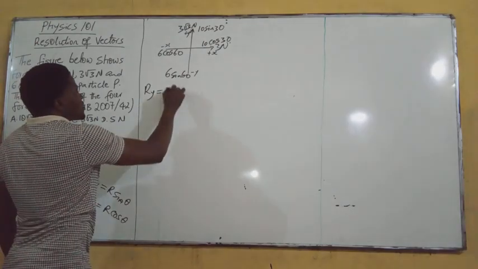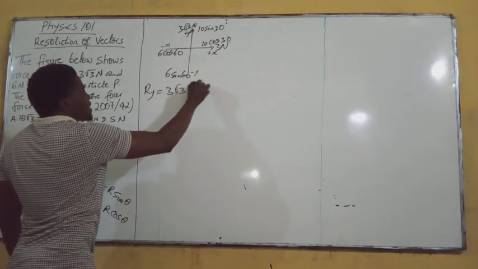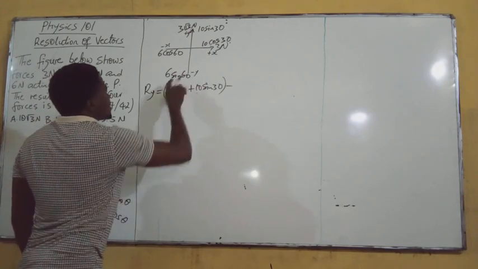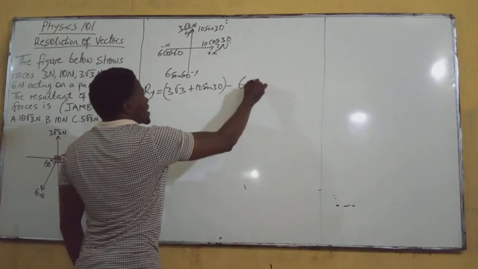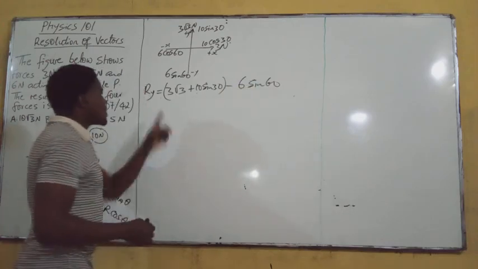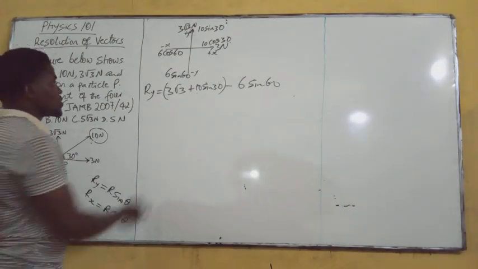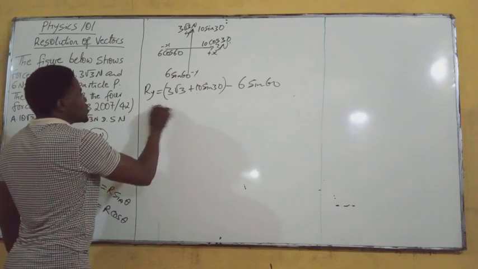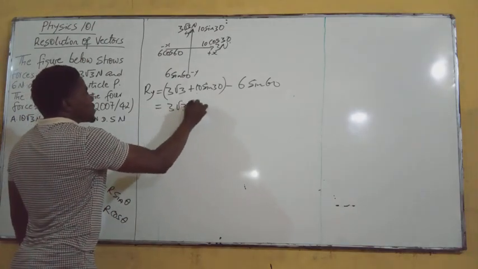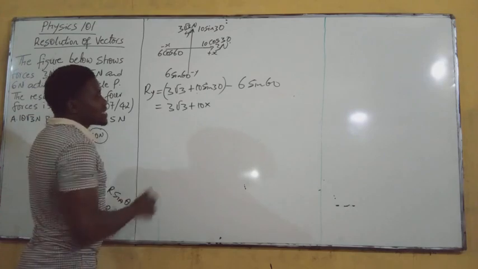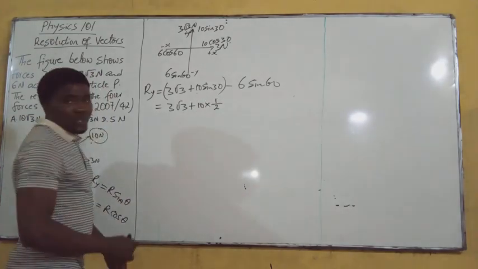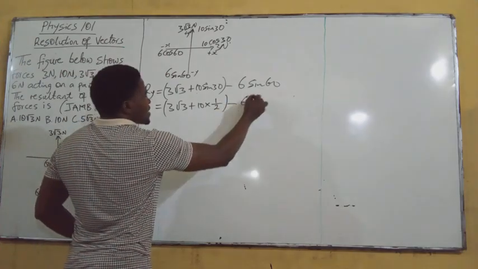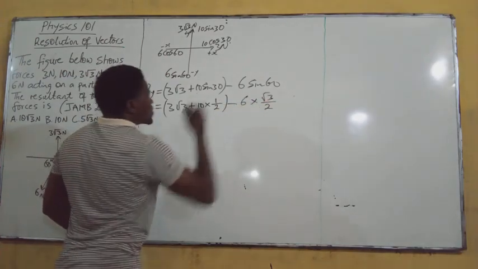Our Ry is equal to the sum of the positive side of y minus the sum of the negative side of y. That is 3 root 3 plus 10 sine 30 minus 6 sine 60. Now, remember, this is JAMB. You are not permitted to use a calculator. You should be able to know the trigonometric ratio of special angles like this. So this will give me 3 root 3 plus 10 times sine 30, which is 1 over 2, with calculator is 0.5. Then minus 6 times sine 60, which is root 3 over 2.